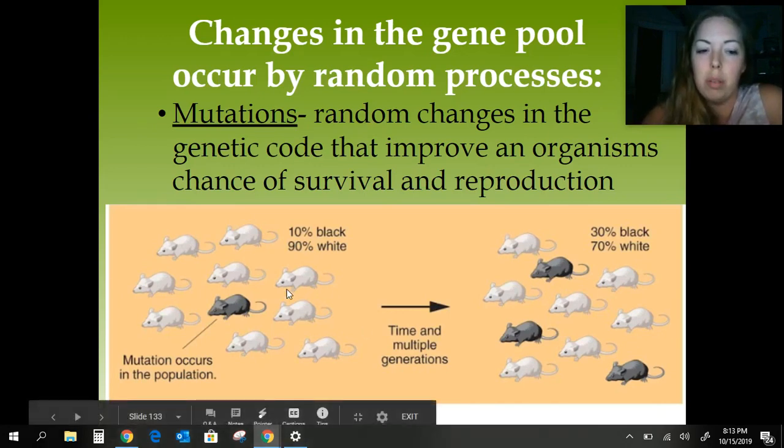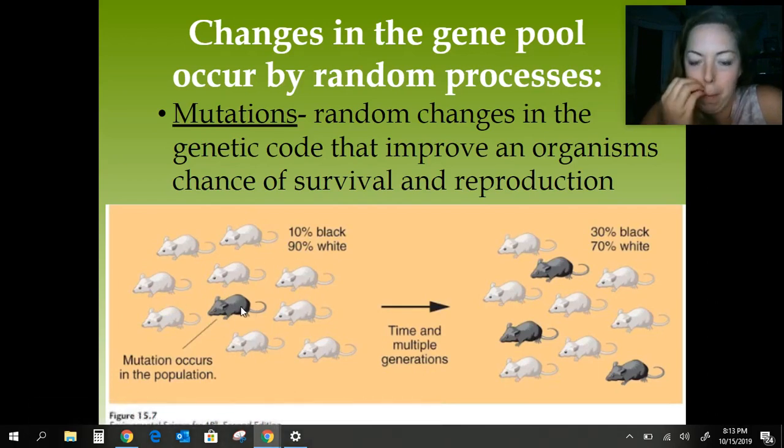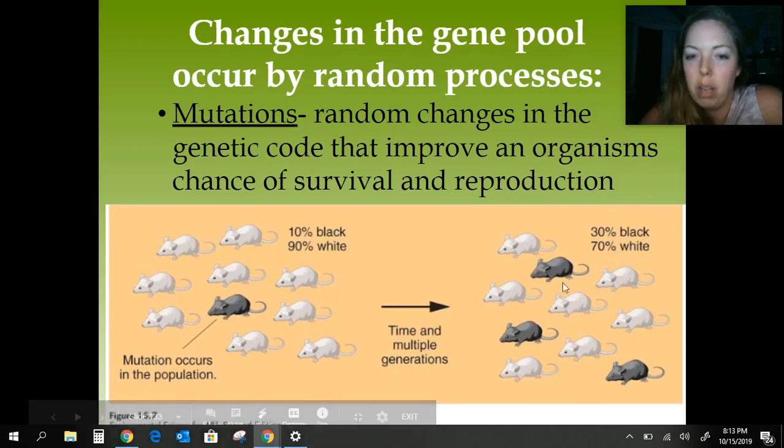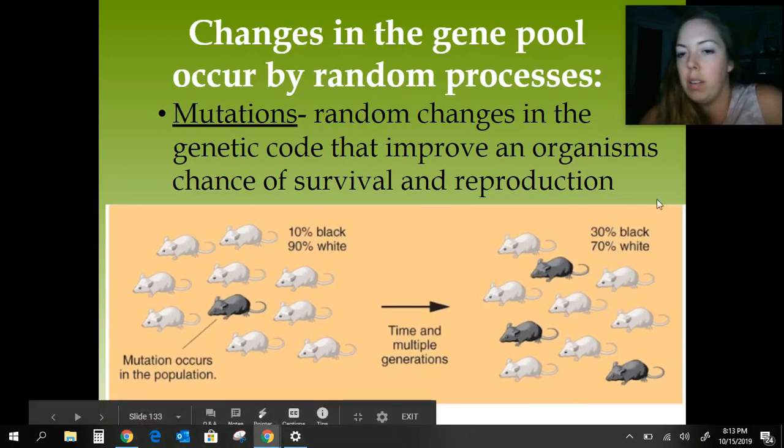This example is pretty simple here, but you've got some mice. You're starting with 10% black and 90% white. Something has happened here, a mutation with the white mice that turns one mouse black. So over time and multiple generations, that mutation might spread throughout the population and you end up with 30% black, 70% white. There are all sorts of other examples of this, but this is a pretty simple one that's understandable.